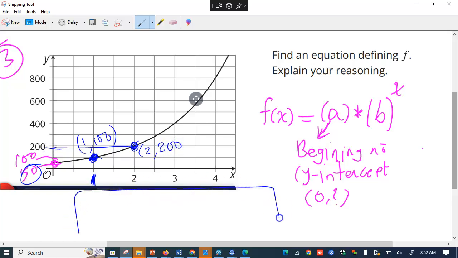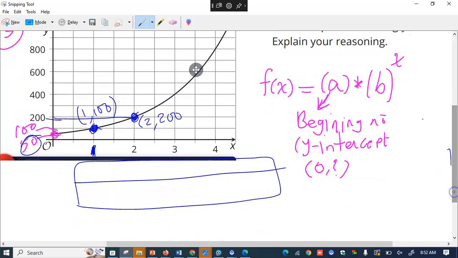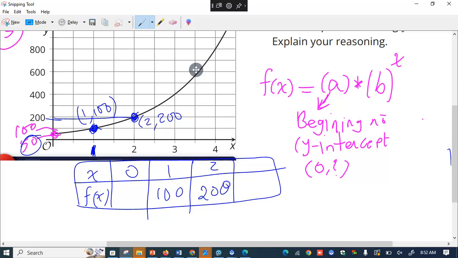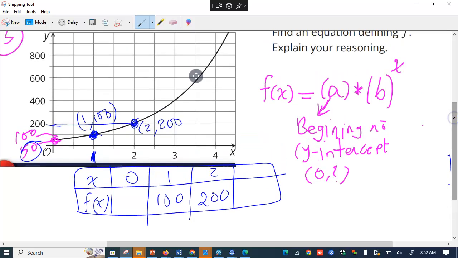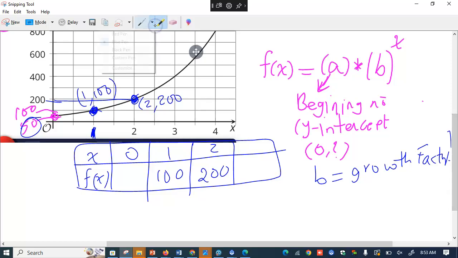If I make a table, x and f of x, input and output. So 0 we don't know, and 1 is 100, and 2 is 200. And these two numbers should help us find the growth factor. We need to know what this b is, the growth factor. It is a factor, but it is growing, so I call it the growth factor b. How do we figure that out? The question is what multiplies 100 to get 200?